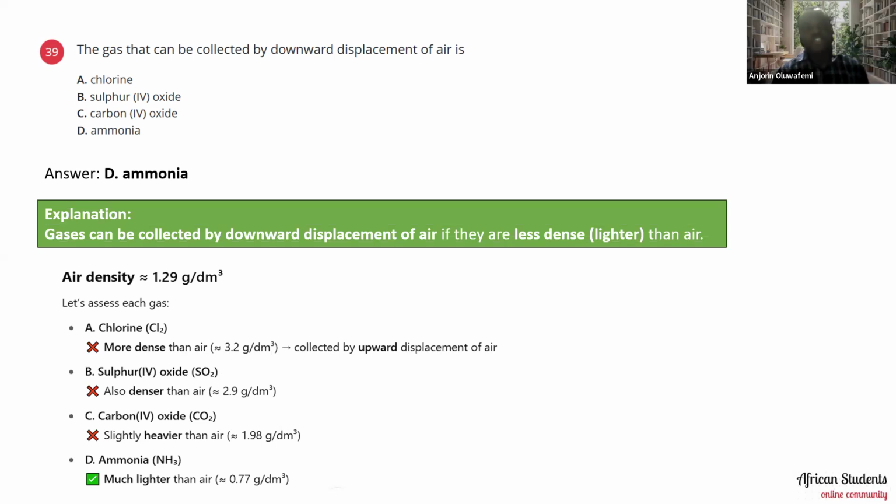Now, let's assess each of the gases that we are provided with as options. Chlorine is more dense than air because it is approximately 3.2 gram per dm cube, and it is collected by upward displacement of air. Sulfur 4 oxide is also denser than air, approximately 2.9 gram per dm cube. Carbon 4 oxide is slightly heavier than air, approximately 1.98 gram per dm cube. And then ammonia, much lighter than air, is approximately 0.77 gram per dm cube.